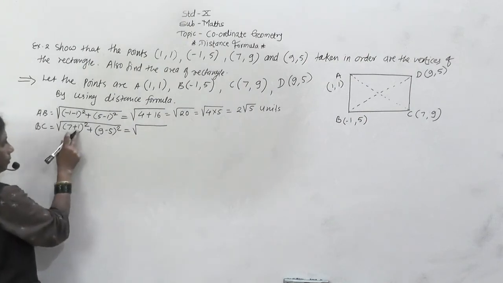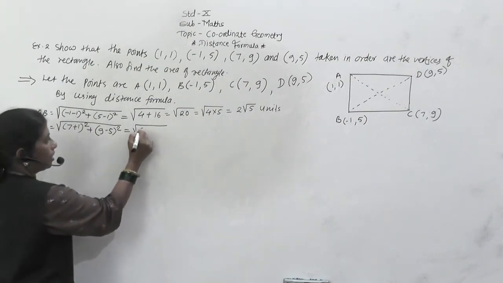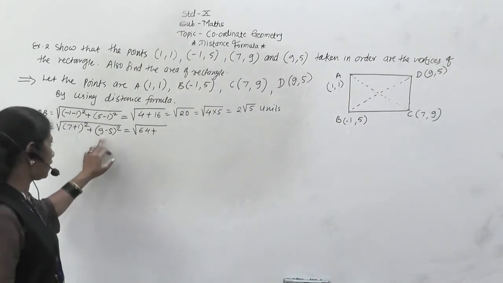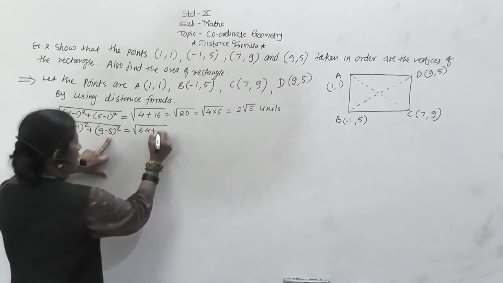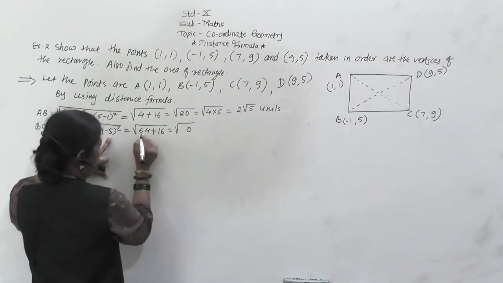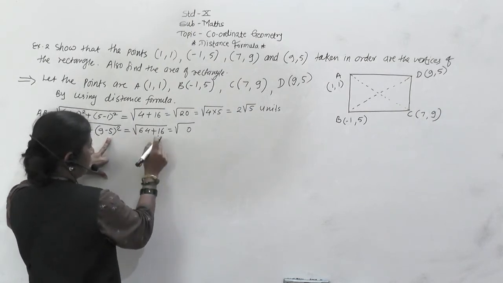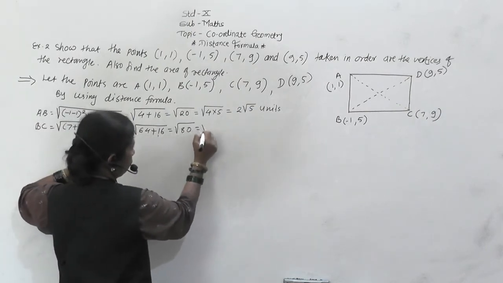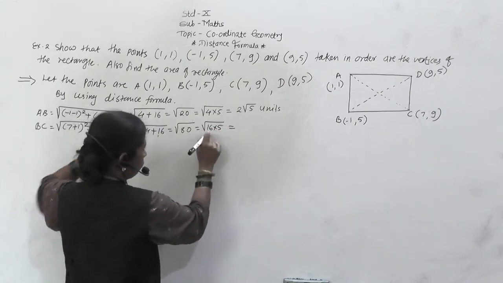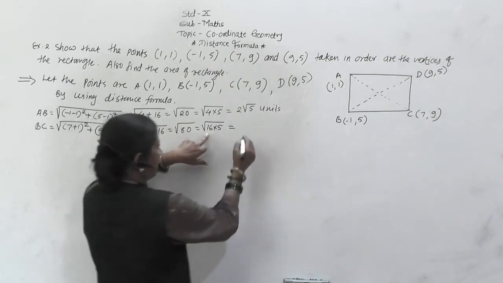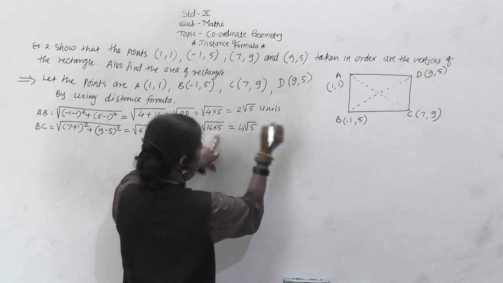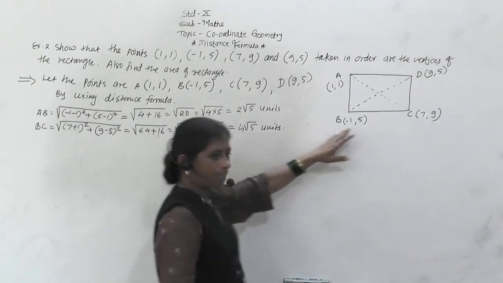Okay. Now 7 plus 1, 8. 8 square is what? 64. Plus 9 minus 5. How much? Correct. 9 minus 5 is 4, 4 square is what? 16. So here you will get 64 plus 16, 80. What are the factors of 80? 16 5s are 80. So what is the square root of 16? Correct. 4. 4 root 5 units. Okay. So this distance will be BC.